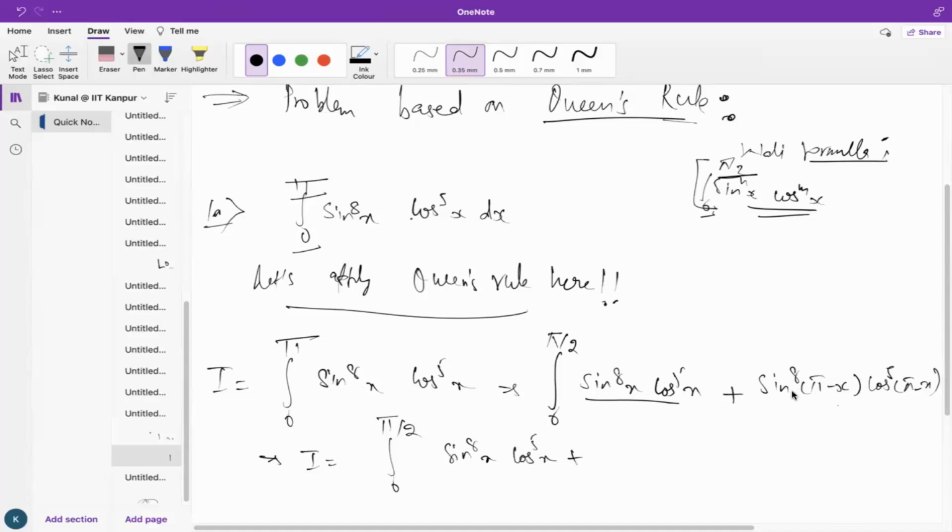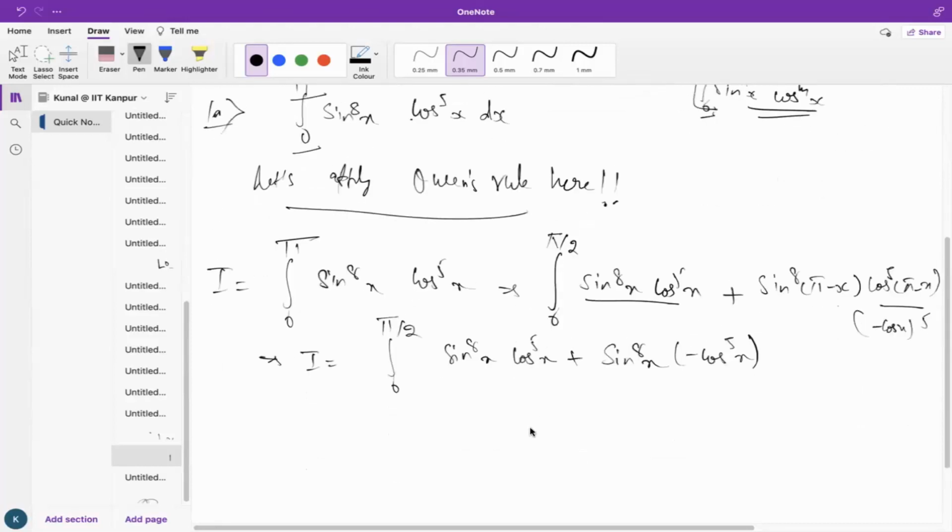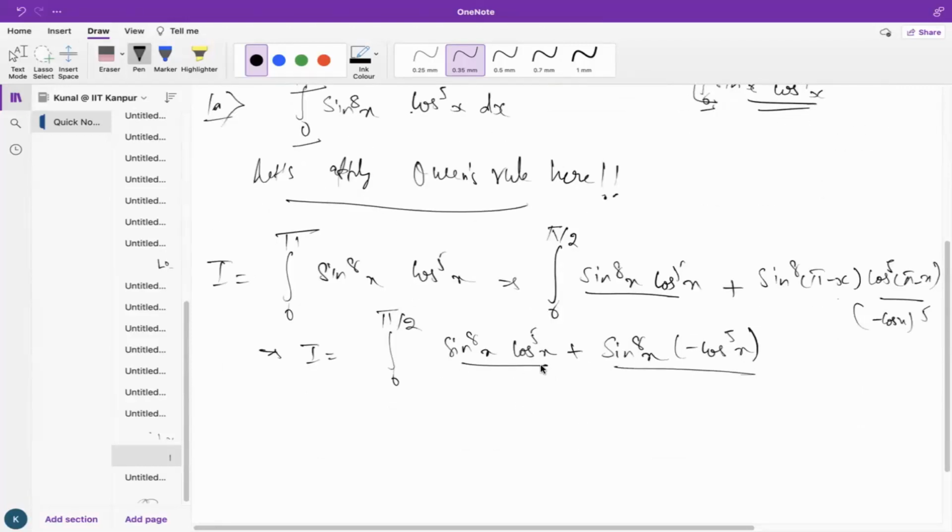and sin to the power 8 of pi minus x. Basically sin of pi minus x is sin x, so it will be sin to the power 8x, and cos of pi minus x is minus cos x, so minus cos x to the power 5 will be minus cos to the power 5x. If you look at these both parts, they are the same with different signs. So both get cancelled, and we get I equal to the integral from 0 to pi by 2 of 0 dx. I missed dx here also. So I is equal to 0.